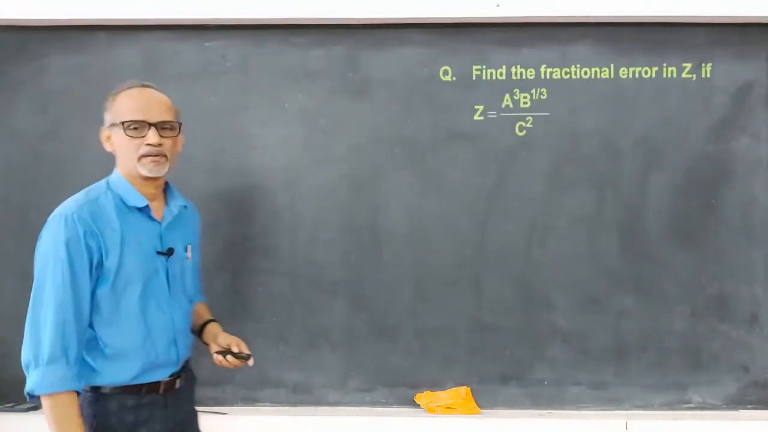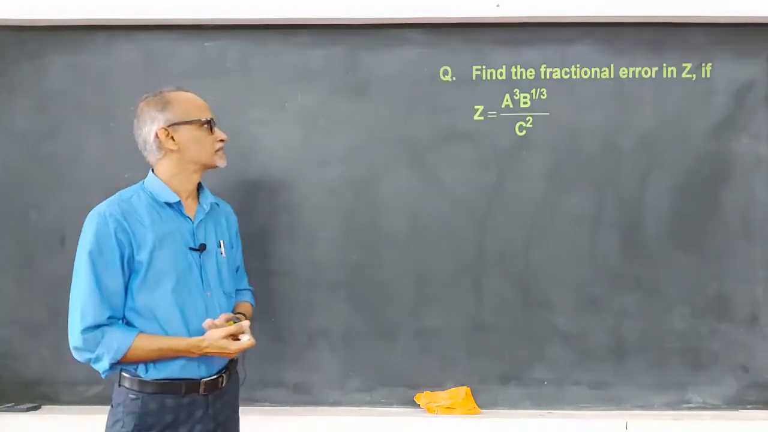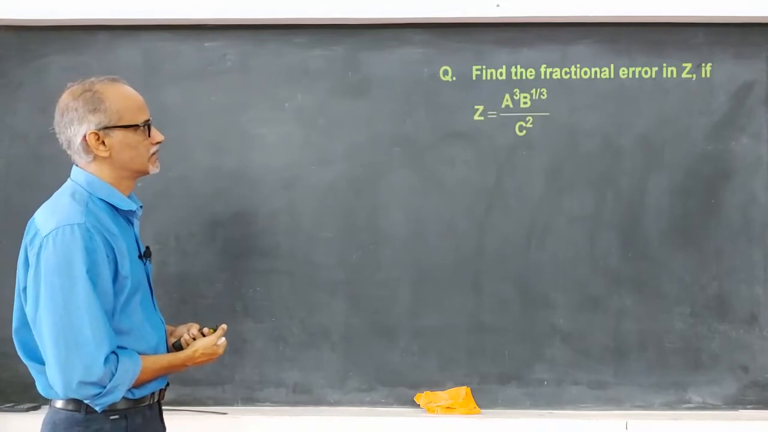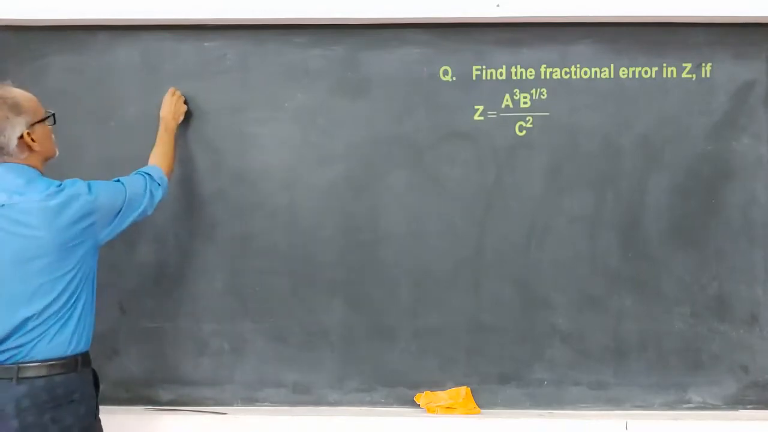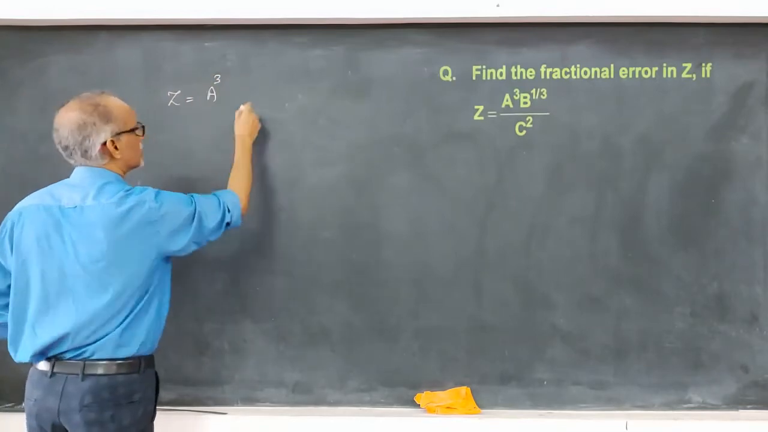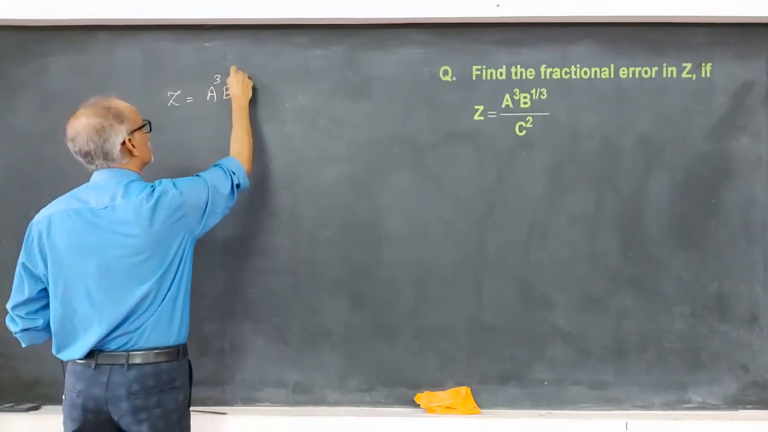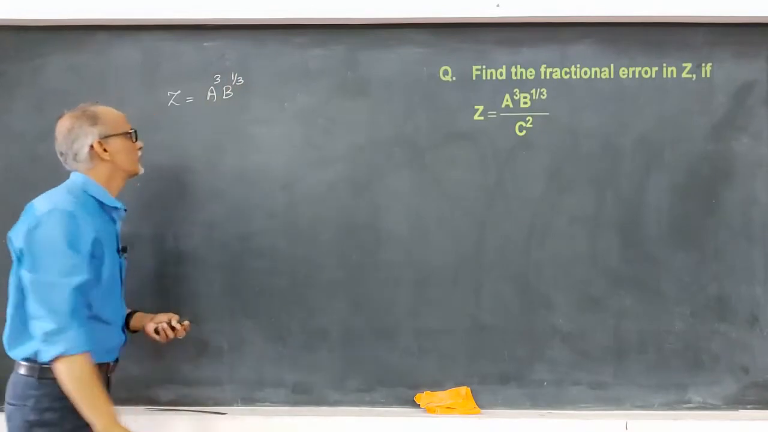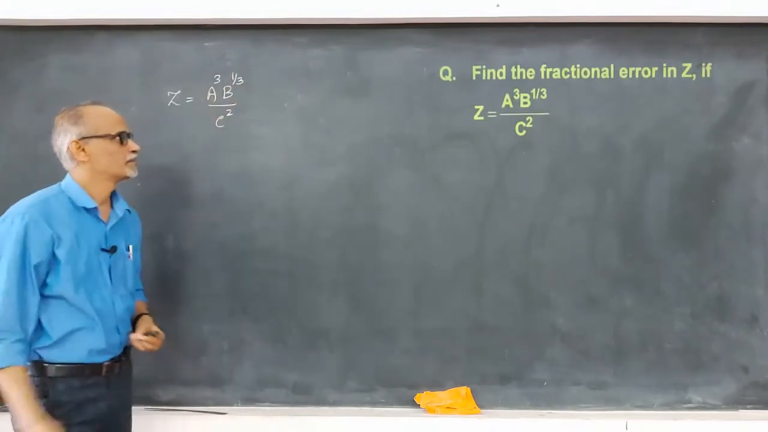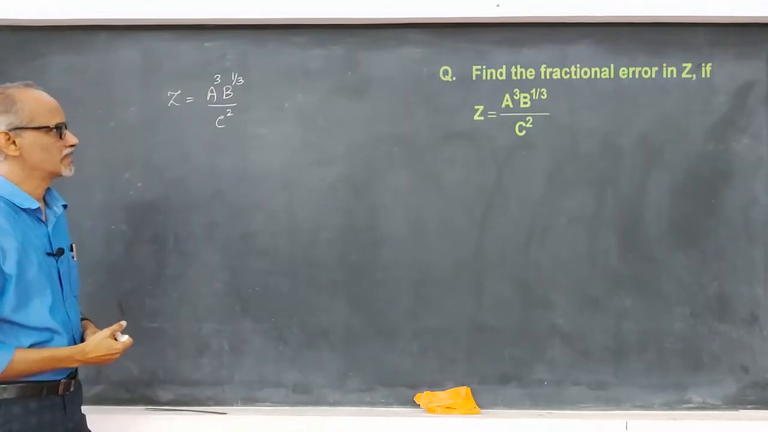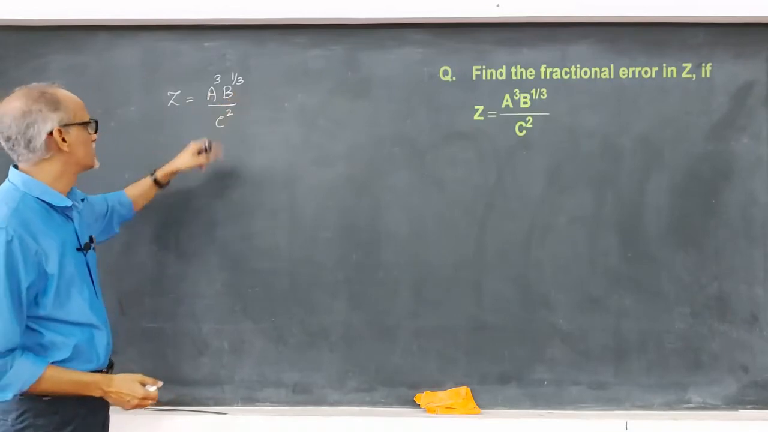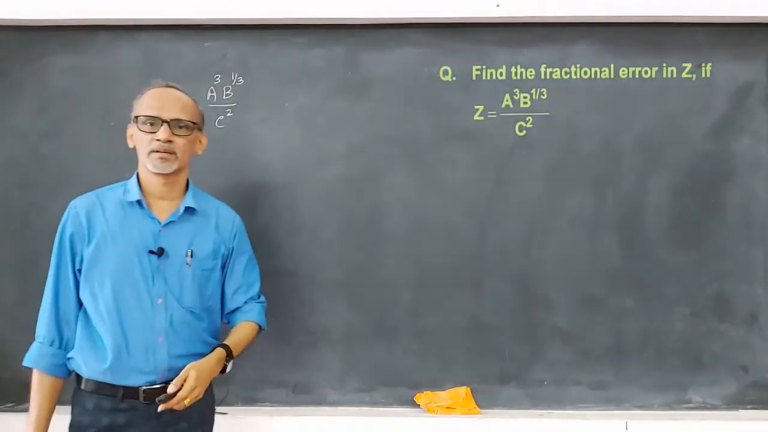So let's try one numerical. Okay, this is the question. Find the fractional error in Z if Z is A cube B to the power 1/3 by C square. That's the cube root of B, and then C square. So this is the question that is given.